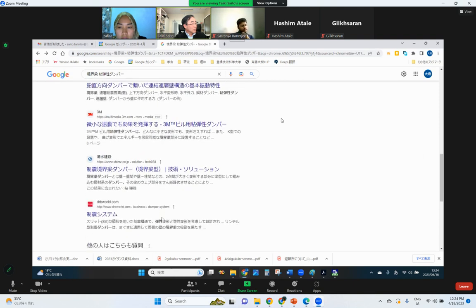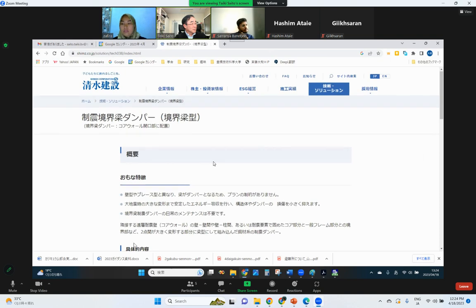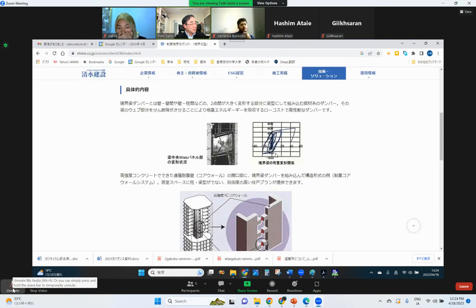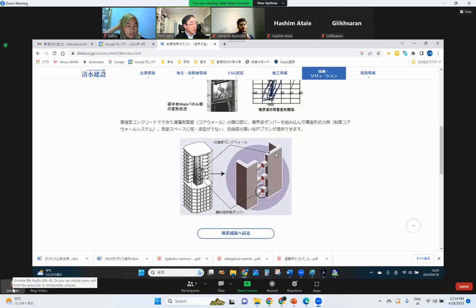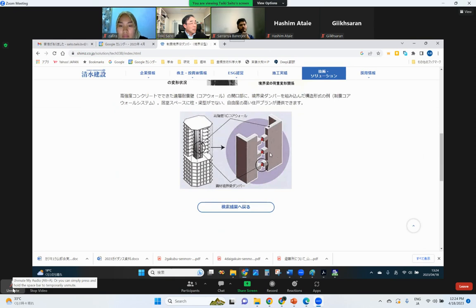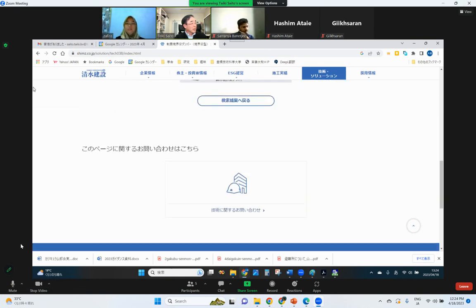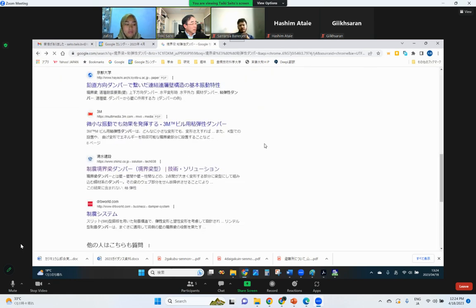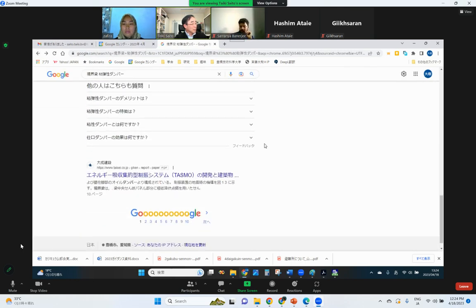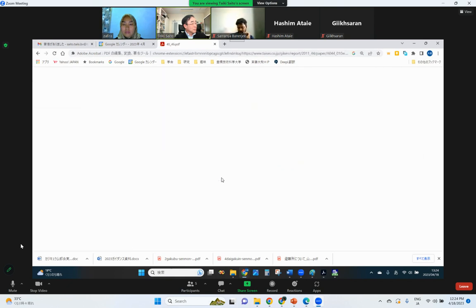So, I found this one. This is a hysteresis damper for coupling beam. So, like this.